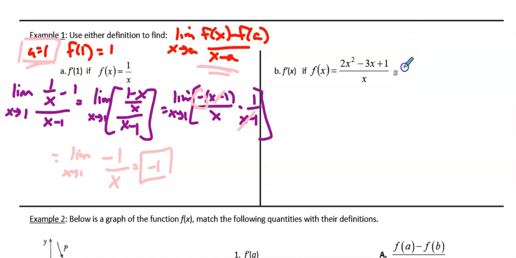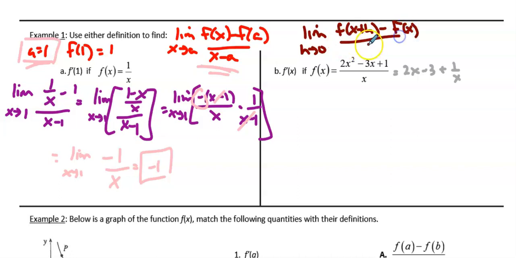So this function is really just 2x minus 3 plus 1 over x. Right? That's really what this essentially is. So it's really nice to simplify this out as much as we possibly can before we start the problem. So we're going to use the definition of the derivative for this one. So it's going to be the limit as h approaches 0 of f of x plus h minus f of x all over h. Okay?